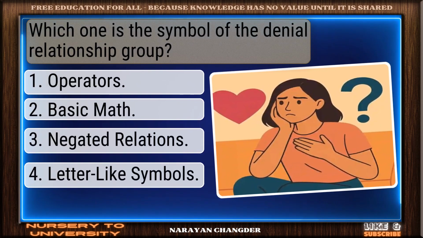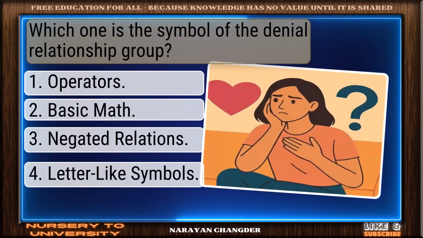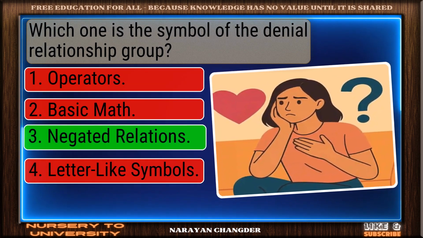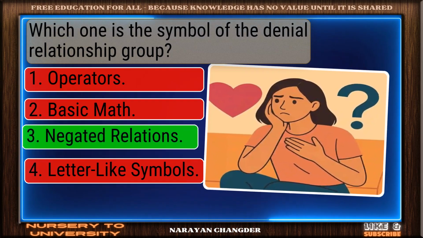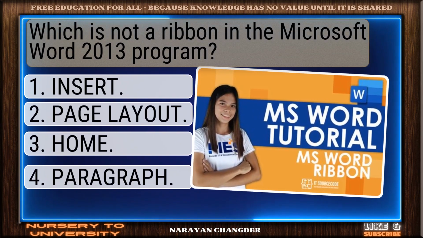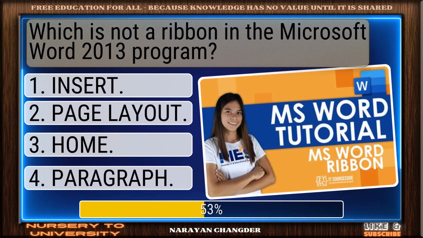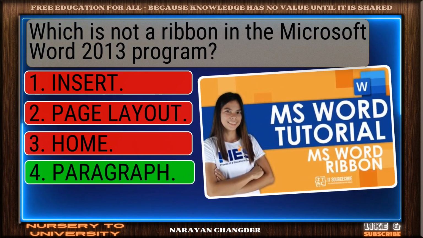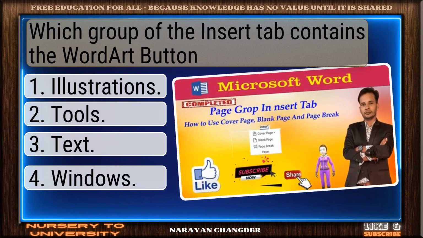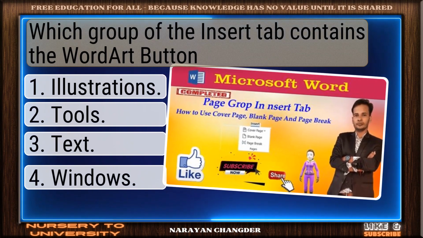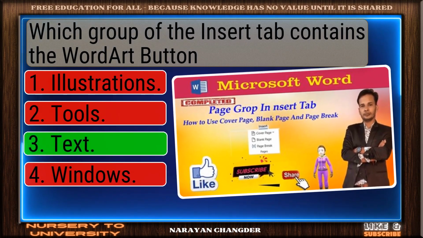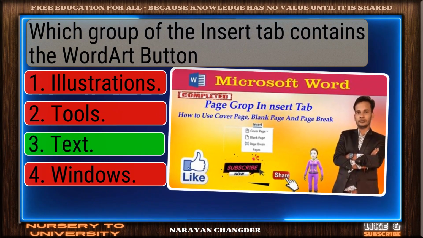Which one is the symbol of the denial relationship group? Valid point. Negative relations is true. Which is not a ribbon in the Microsoft Word 2013 program? Smart move. Paragraph is an accurate answer. Which group of the Insert tab contains the Word Art button? Right choice. Text is the best answer.